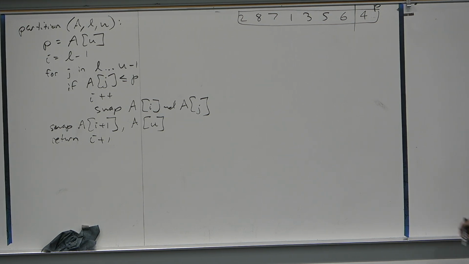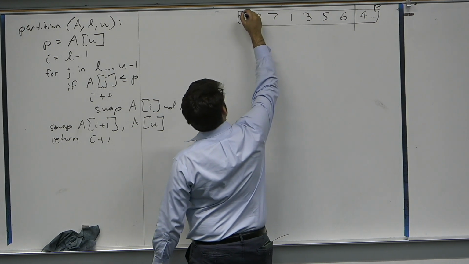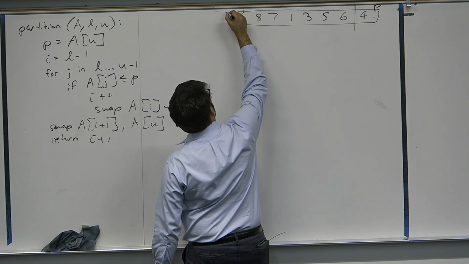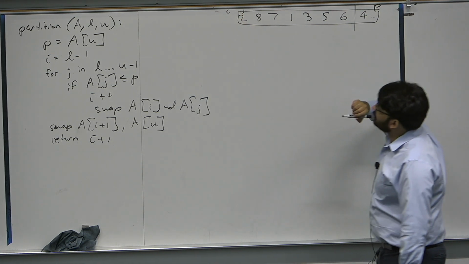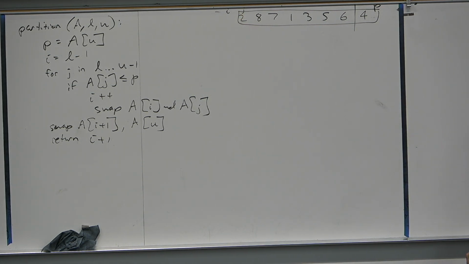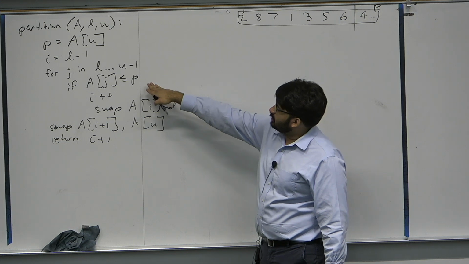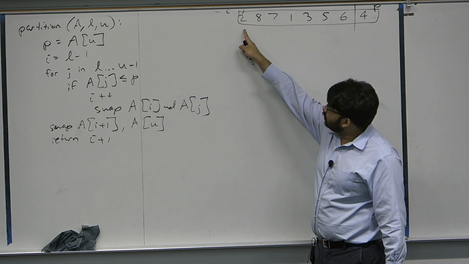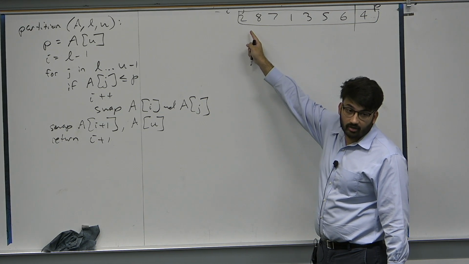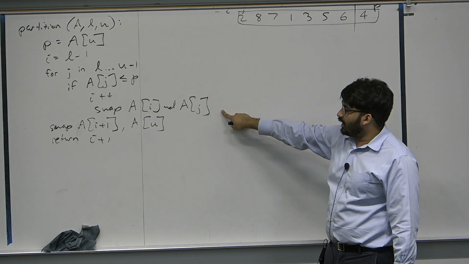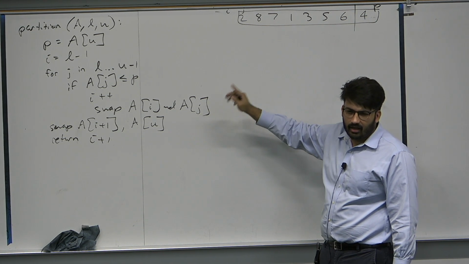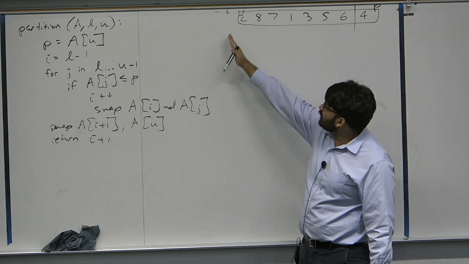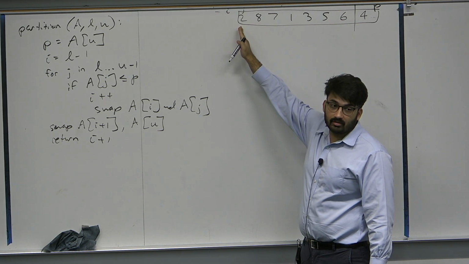So what we're going to do is J is going to begin here, and then I is going to begin here, which is L minus 1, right? So first we enter the loop, and we say if A[J] is less than or equal to P, what is A[J] here? It's going to be 2. We increment I. So now I and J are at the same index, and then we swap A[I] and A[J], but I and J are at the same index. So the first iteration, at least, nothing happens.